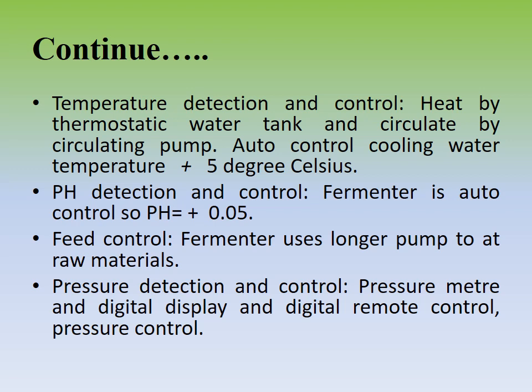Next one is our pH detection. The fermenter is auto controlled, so pH we should adjust to plus or minus 0.05. Feed control: the fermenter uses a peristaltic pump to add raw material. Pressure detection and control: pressure meter, digital display, digital remote control and pressure control are also included.